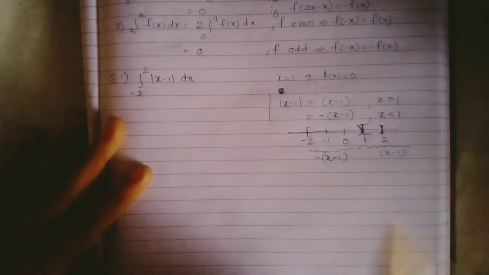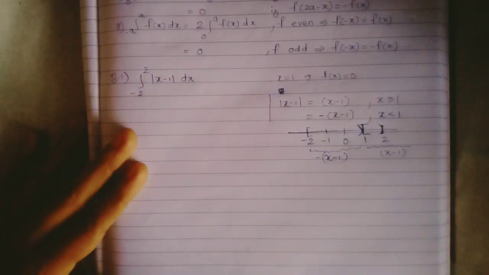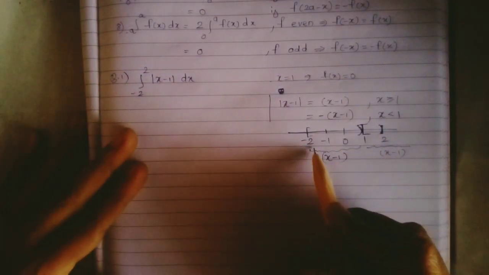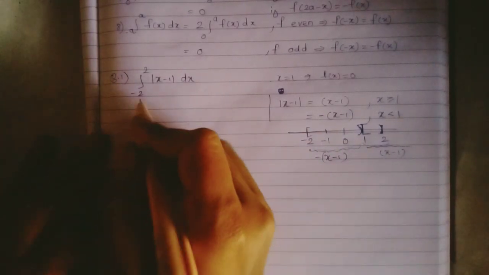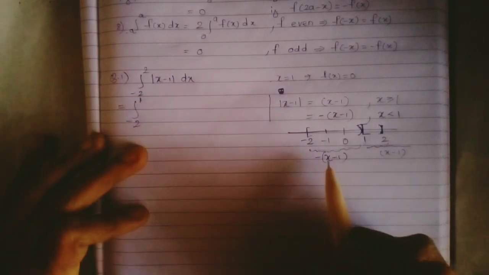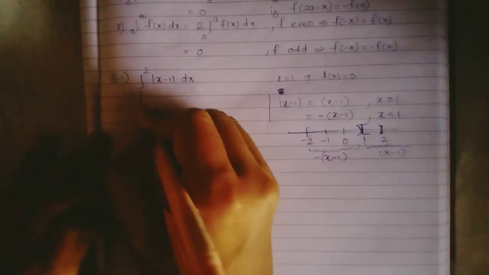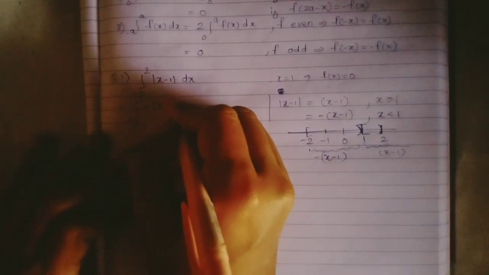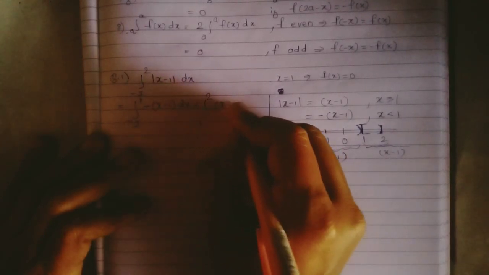Now this is our third property, that is the limit a to b we split into a to c and c to b. So we can split it into -2 to 1 and 1 to 2. We can write this as -2 to 1, minus x minus 1 dx, and then next is 1 to 2, x minus 1 dx. Now we can integrate.